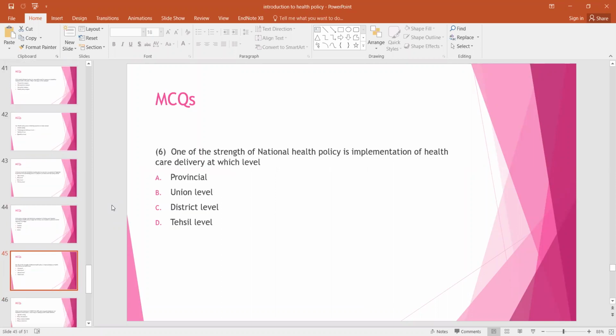One of the strengths of national health policy is the implementation of healthcare delivery at which level? Provincial, union, district, tehsil level. District level. C is the right answer.